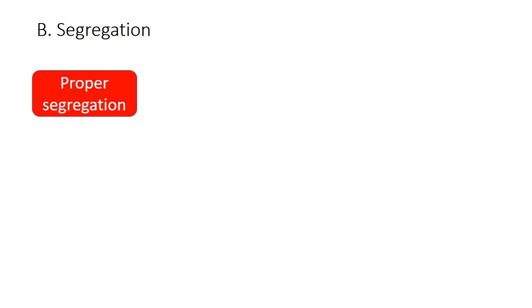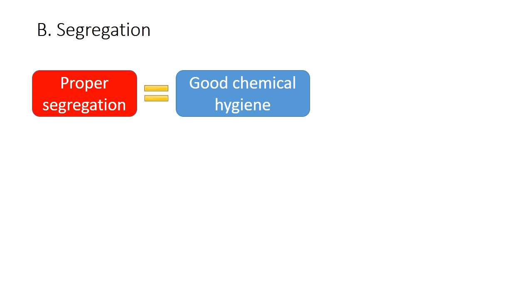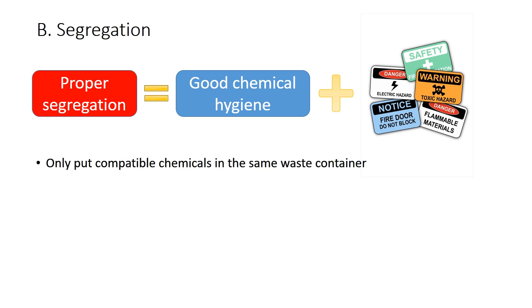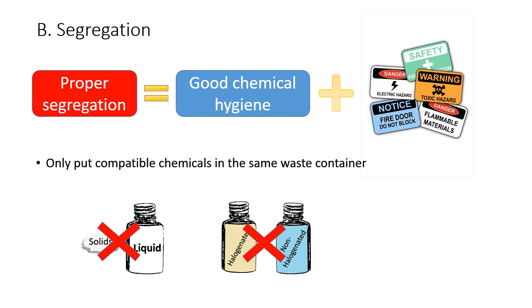Proper segregation of waste gives rise to good chemical hygiene and creates a safe workplace environment. Only put compatible chemicals in the same waste container. Do not mix solids in liquids. Do not mix halogenated with non-halogenated chemicals.